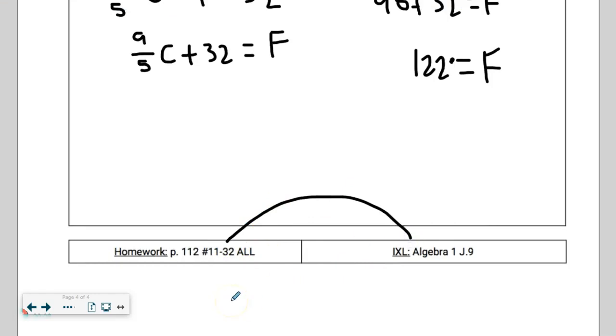Homework 11 through 32 on page 112, or take a look at the IXL skills on Algebra 1 J9. All right, hopefully that will help you a little bit. I would recommend using your notebook with that. And obviously I'll be back tomorrow to clarify anything that didn't make any sense.